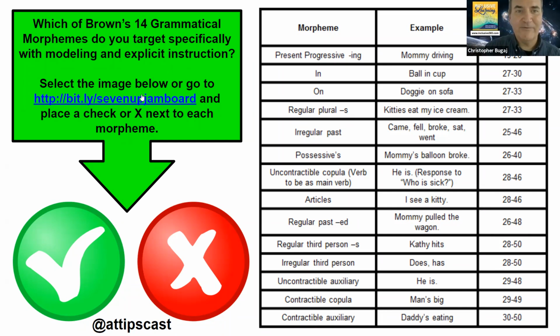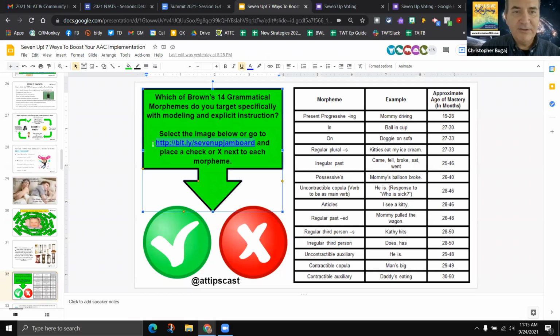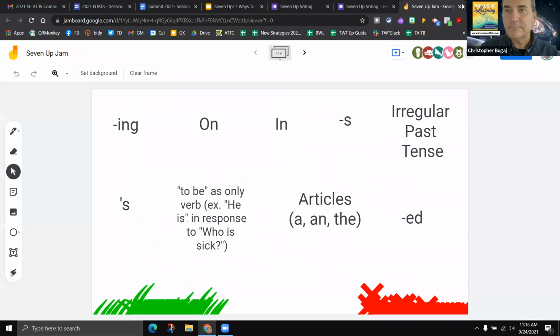And that brings us to our first Jamboard activity. If you could click on this link, and I'll also put it in the chat. I want to ask you this question about your instruction and your implementation for this. So this should bring you over to this Jamboard, and this Jamboard has a bunch of different morphemes listed out.